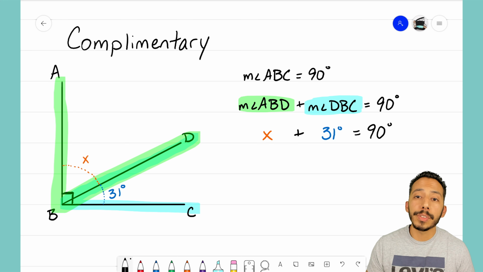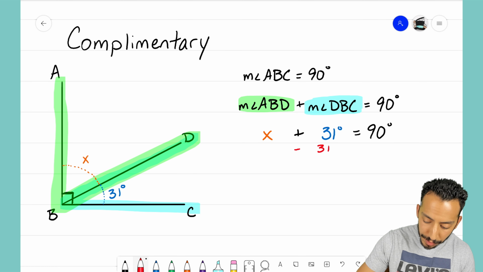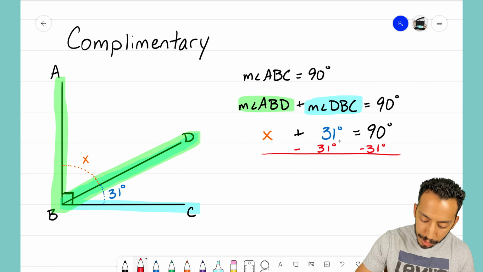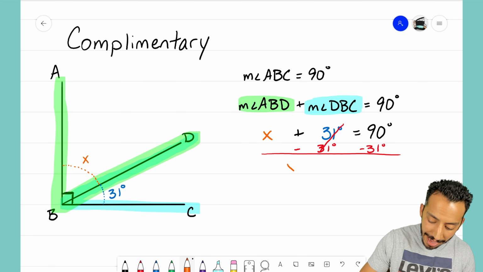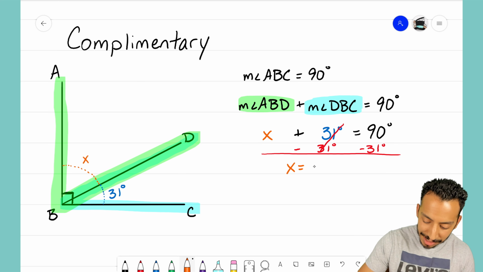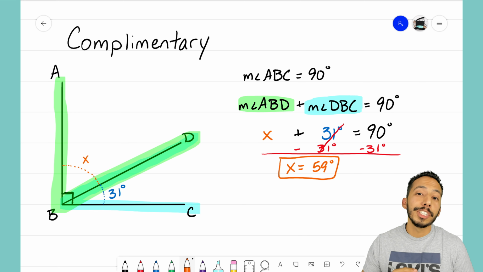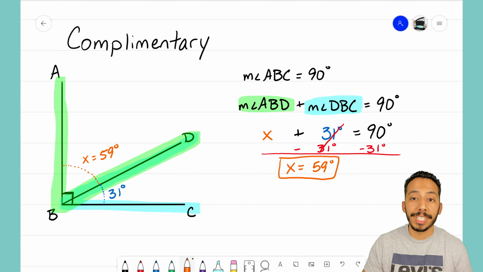Now we have an equation that we can solve: X plus 31 degrees equals 90 degrees. I can definitely figure out what that missing angle is. To solve it, all I have to do is subtract 31 degrees on both sides. Those 31 degrees are going to zero out, and I'm left with X equals 90 degrees minus 31 degrees. That gives me 59 degrees. So I know my missing angle here is 59 degrees.